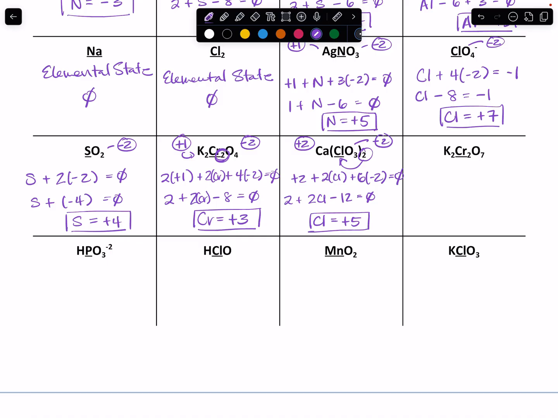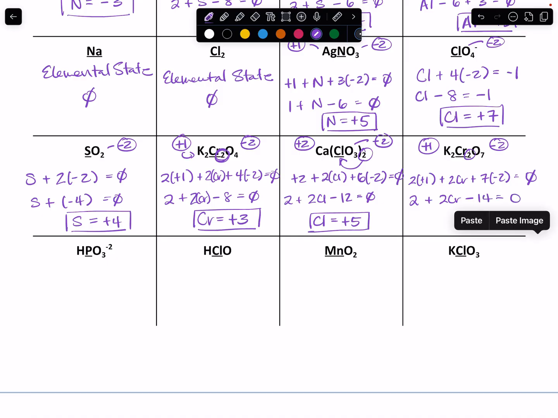Oh, chromate's back again, except this is dichromate. I think something may be wrong with one of my earlier ones, but that's okay. We'll just keep going. +1 for the potassium, -2 for the oxygen, and then 2 chromiums. So 2 times +1 plus 2Cr plus 7 times -2, neutral molecule, so 0. So 2 plus 2Cr minus 14 equals 0. So we're going to have -12, and then we'll slide it over, becomes +12, divide by 2. And here chromium is +6 for oxidation number.